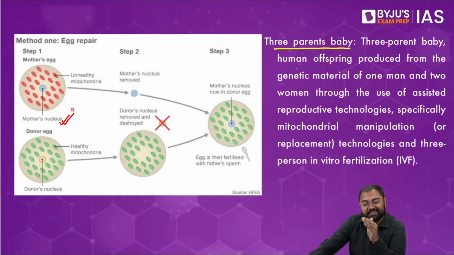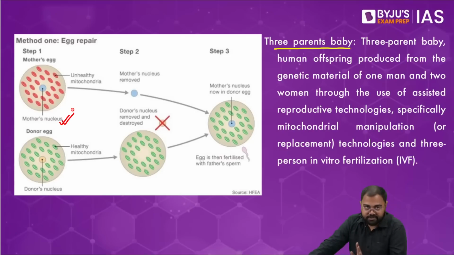So even if the father's mitochondria are diseased, doesn't matter. Why it doesn't matter? Because it will remain restricted to the father. It will never be transferred to the child. But in case of mother's mitochondria, they will be transferred to the child. So if the mother has unhealthy mitochondria or diseased mitochondria, the same diseased mitochondria will also be transferred to the child. All right. So that is why this kind of a method will be helpful when mother's mitochondria are diseased.